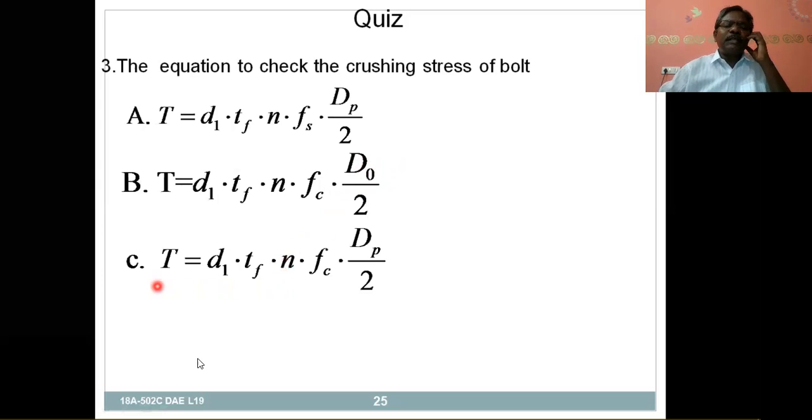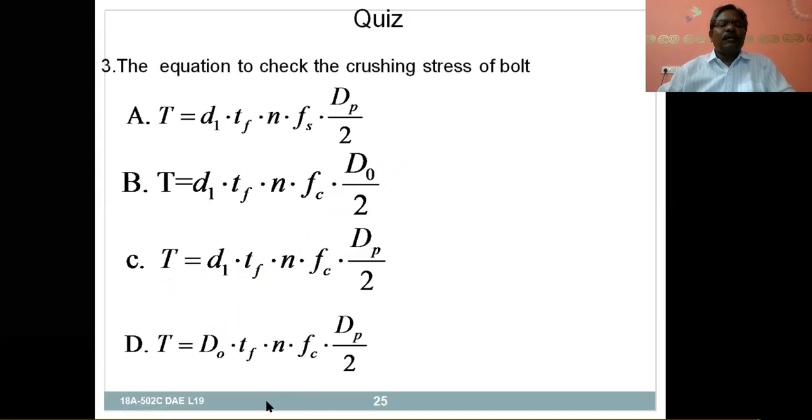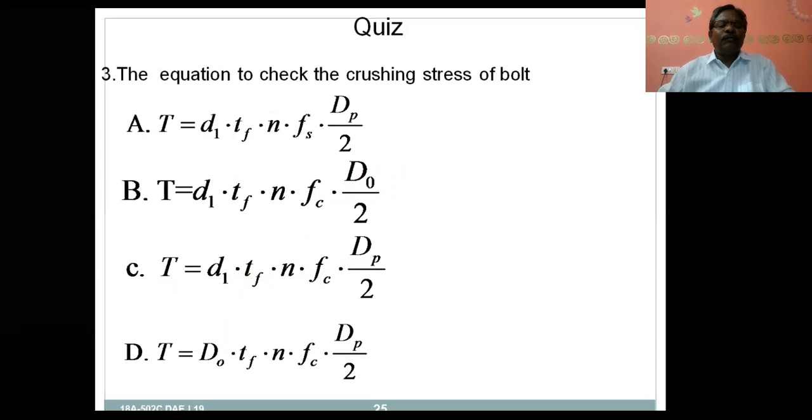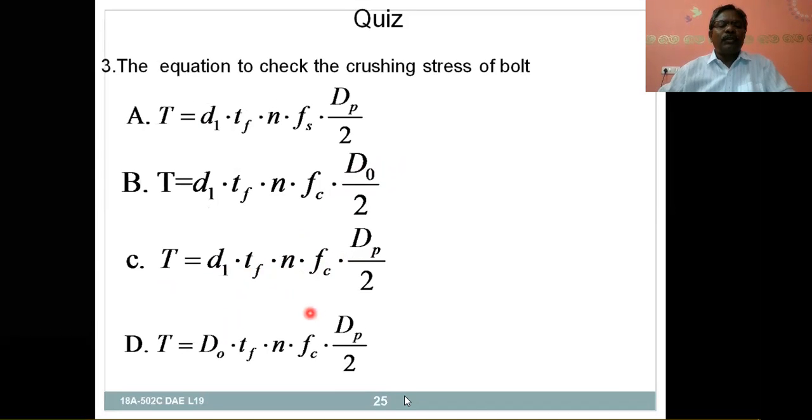And let us have this C, T is equal to d1 into TF into N into FC into dP by 2. And the last one is D, T is equal to DO into TF into N into FC into dP by 2. Here only the DO differs in case of D. So let us see the C answer. Here d1 is the bolt diameter, TF is the thickness of the flange, N is the number of bolts, FC is the crushing stress induced in the bolt, and dP is the pitch circle diameter. Maybe C is the right answer.